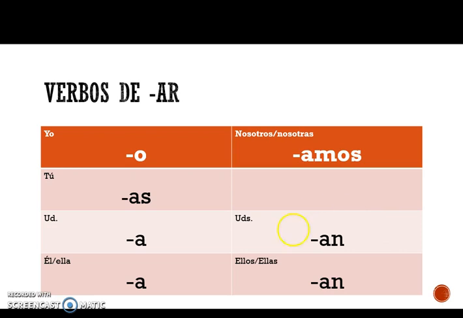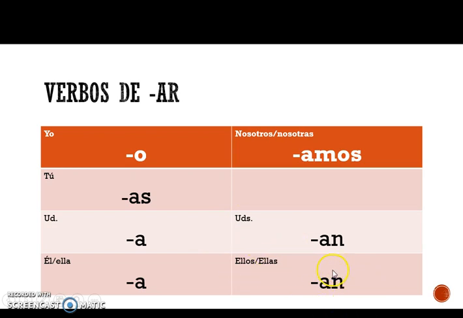If my subject is yo, I do something, o. You do something, as. Usted, a. He or she does something, él or ella, a. Nosotros and nosotras, we do something. My verb is going to end in amos. Ustedes, an. Ellos, ellas, an. Now guys, notice, usted and él, ella use the same ending, a. And then same over here, ustedes and ellos, ellas use an.